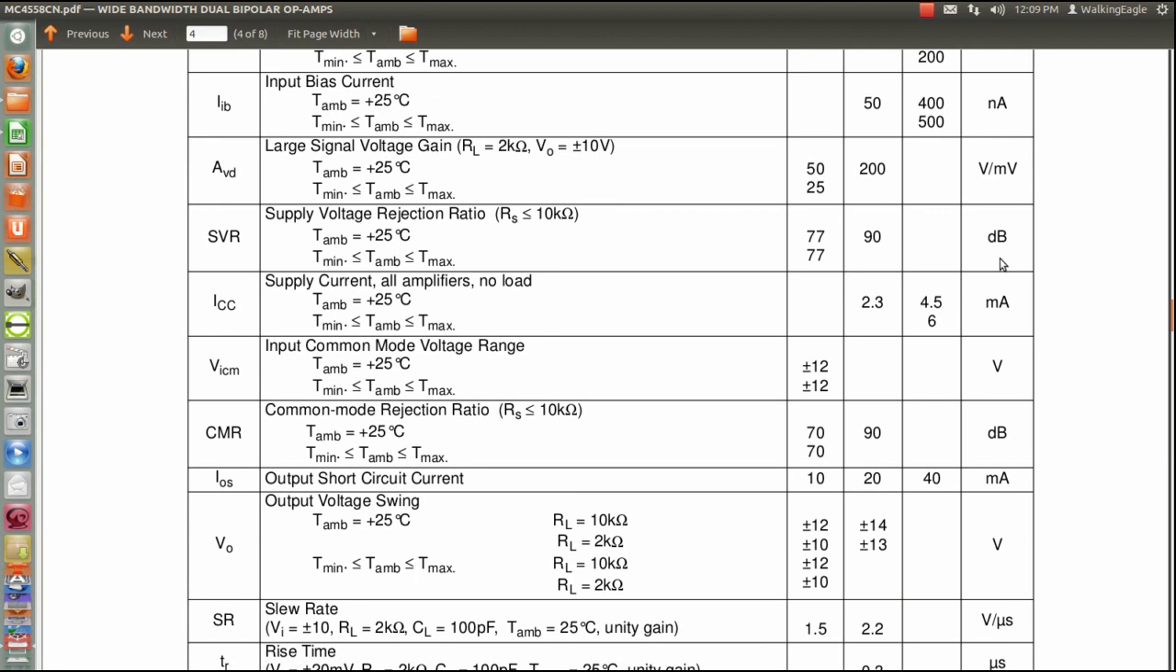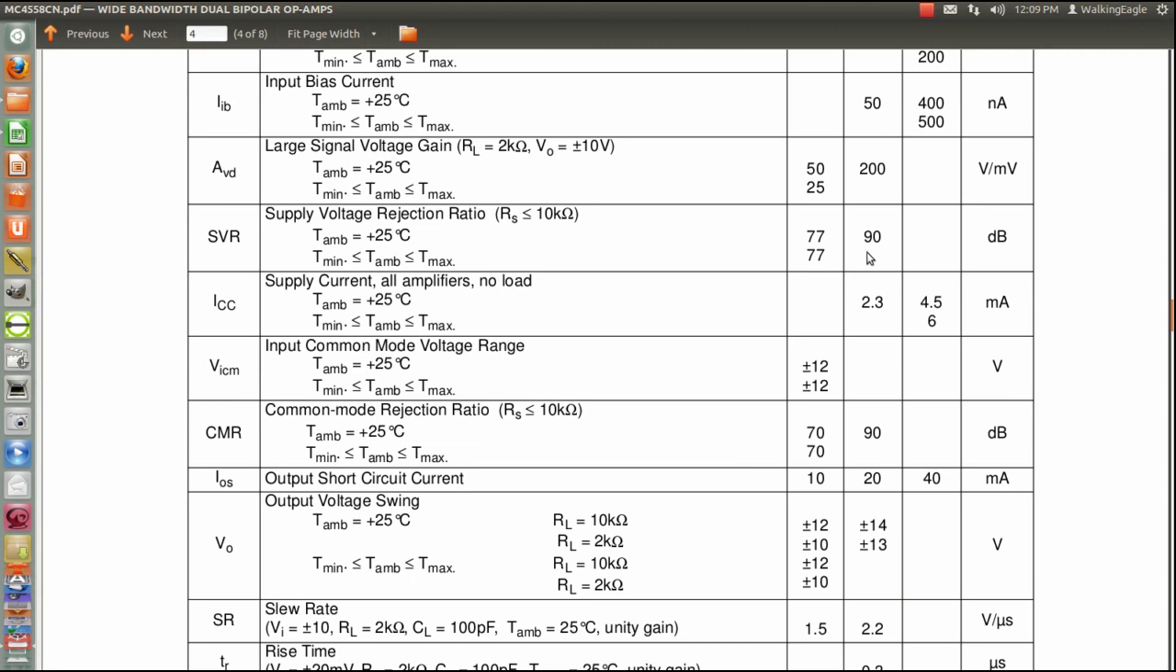last video. dB, if you remember, is the output divided by the input. You take the log base 10 of that, and then you multiply it by 20 to come up with a dB if you're comparing volts. And 90 dB is quite a bit of rejection ratio, and so this would be a minus 90 if you did that formula I just did.